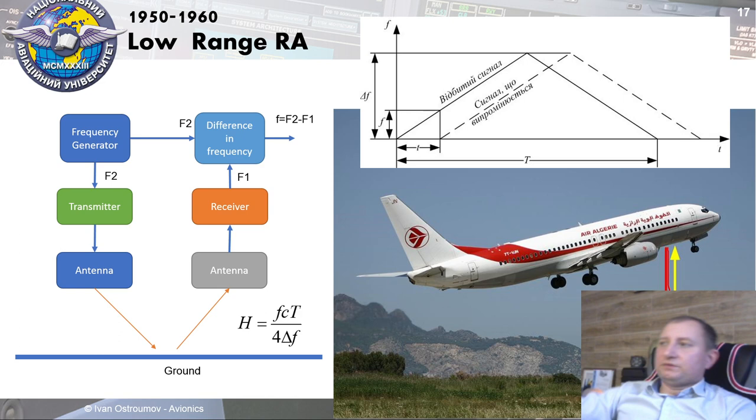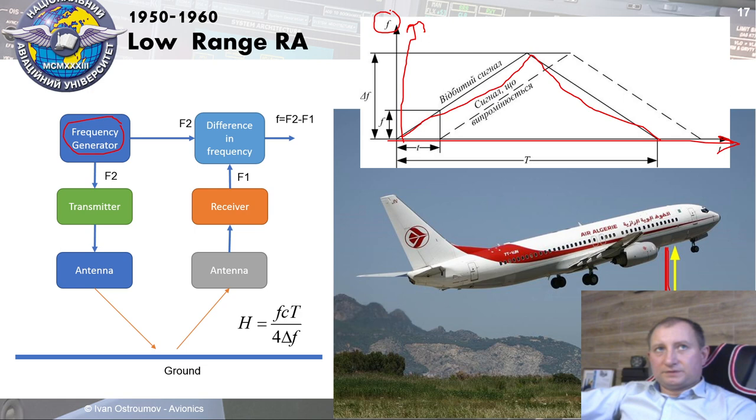The main idea of how a low radio altimeter works is the following. On board we have a frequency generator which generates a sinusoidal radio signal with changing frequency. And this frequency is usually changed in a triangular form. Thus, at the beginning it rises and then decreases. Here we've got frequency.